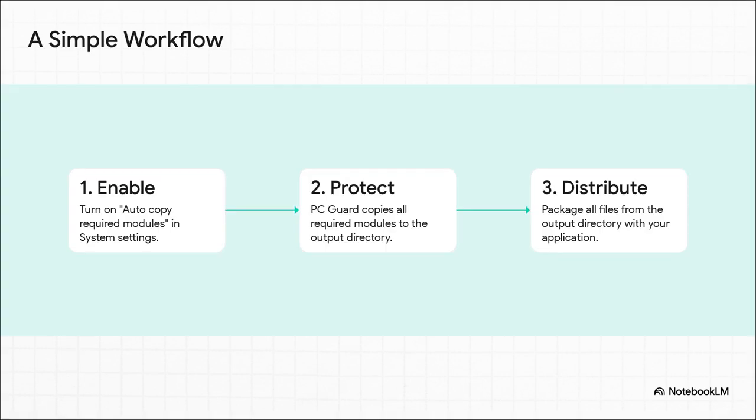And this gives you a completely foolproof workflow. It's so simple. Step 1, you just turn on that auto copy option. Step 2, when you protect your app, PC Guard does all the heavy lifting. It looks at your settings, figures out exactly which files you need, the right architecture, the right version, ACEN modules, whatever, and it copies them to your output folder. So step 3, you just grab everything from that output directory, bundle it up, and ship it. That's it. It really is that simple.